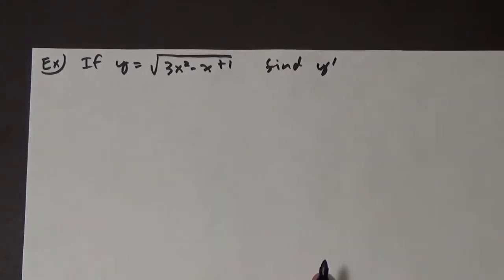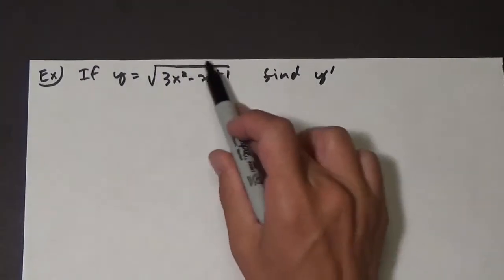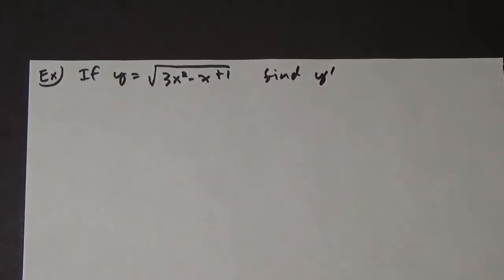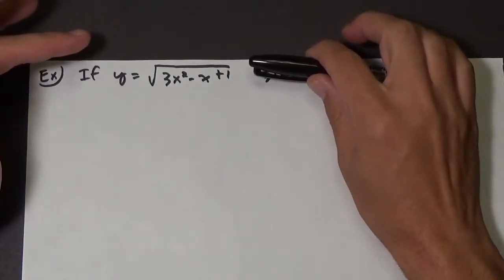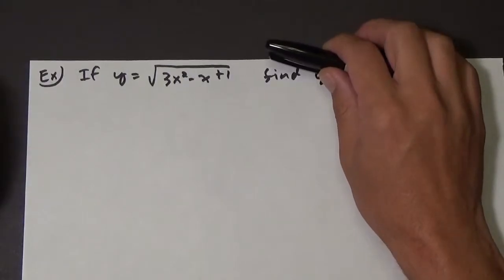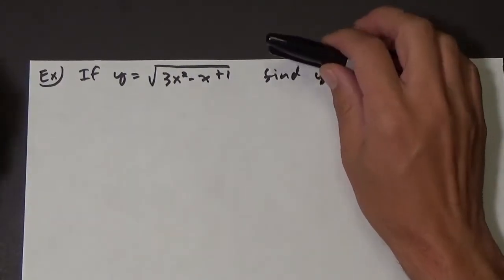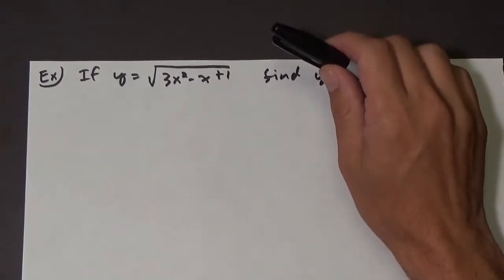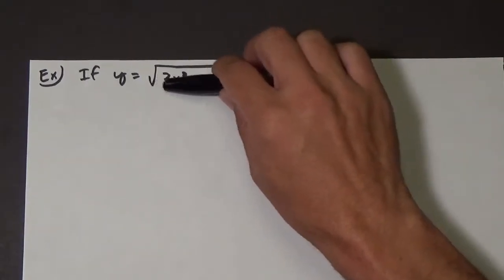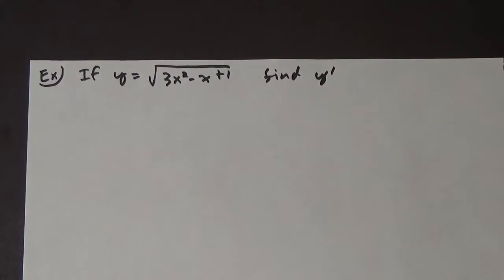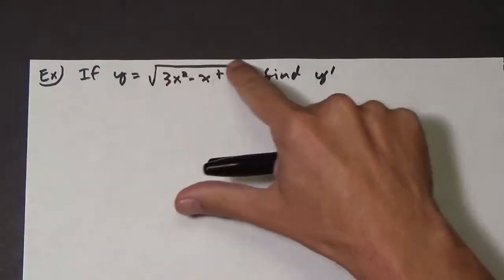Okay, so in this example, we definitely cannot rewrite this. We have a function inside a square root. So again, one of the keys is making sure you do have a composite function, because if you have a composite function, you have to use the chain rule. And in this case, we do have a composite function. We have this polynomial, 3x squared minus x plus 1, inside a square root function.